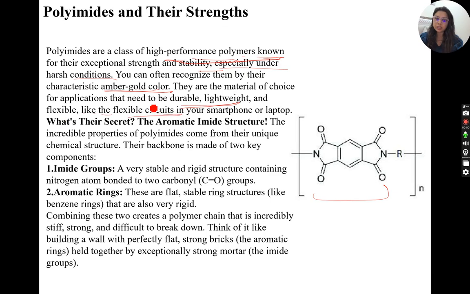With the flexible circuit in your smartphone or a laptop. What's the secret? The aromatic amide structure. The incredible properties of polyamides come from their unique chemical structure.